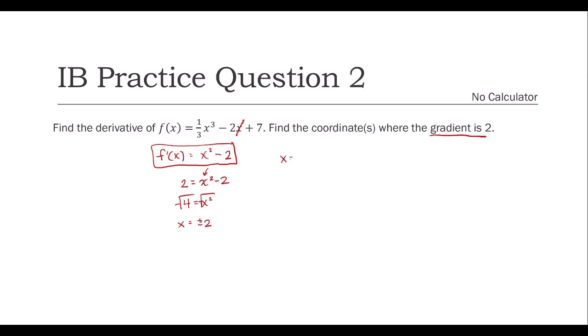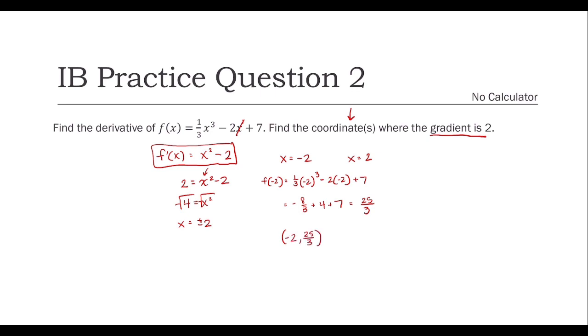So x can equal negative 2, or x can equal positive 2, and we need to find the coordinates, so we'll go back to our original function, and we'll do f of negative 2, which equals 1/3 times negative 2 cubed minus 2 times negative 2 plus 7. So this equals negative 8/3 plus 4 plus 7, which equals 25/3. So our coordinate there would be negative 2, comma, 25 over 3.